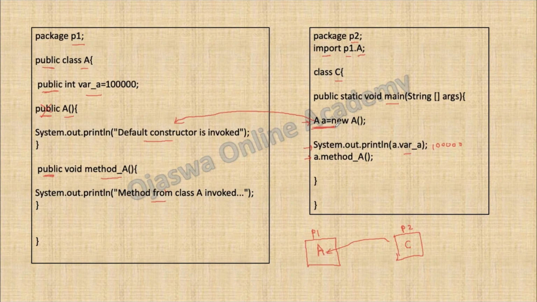So this was all about access modifiers in Java. We have 4 access modifiers. Now let us do this practically.